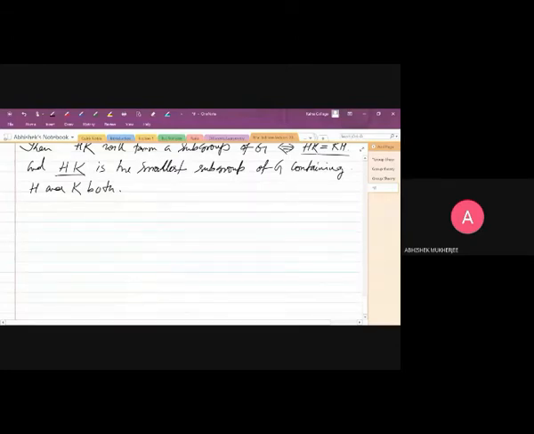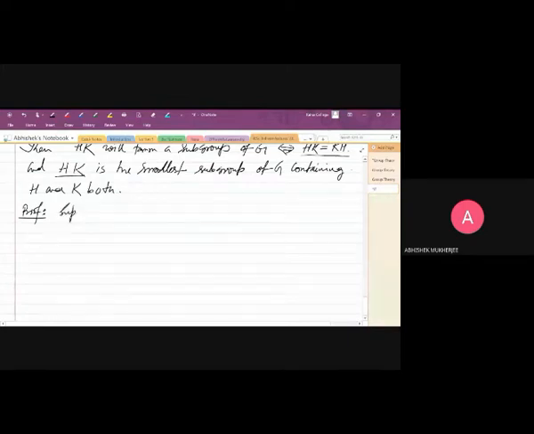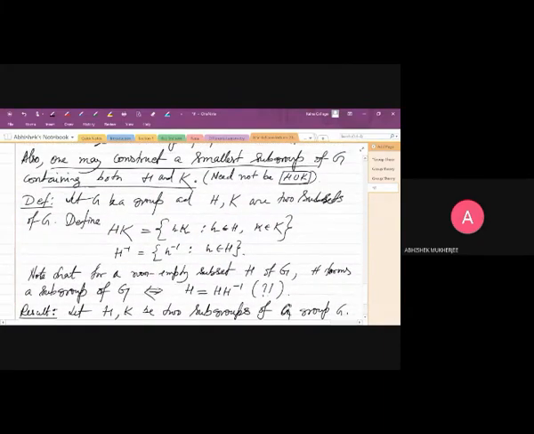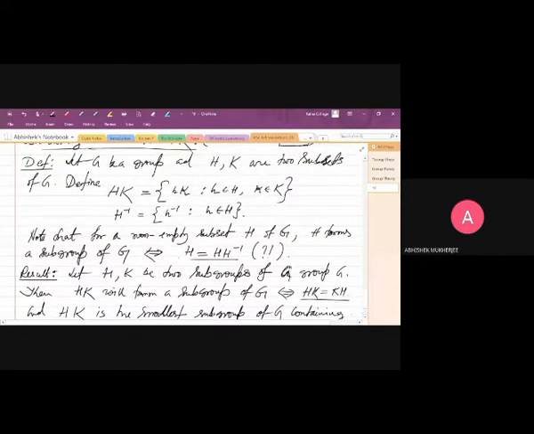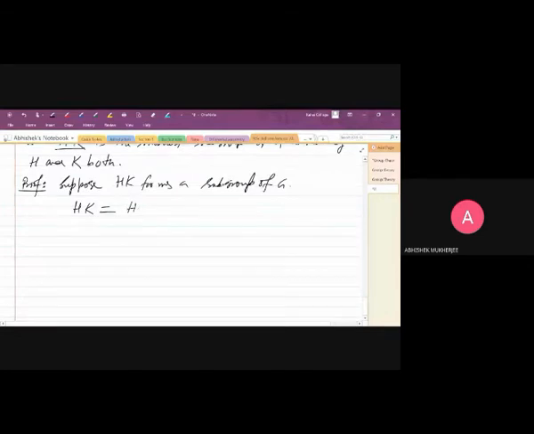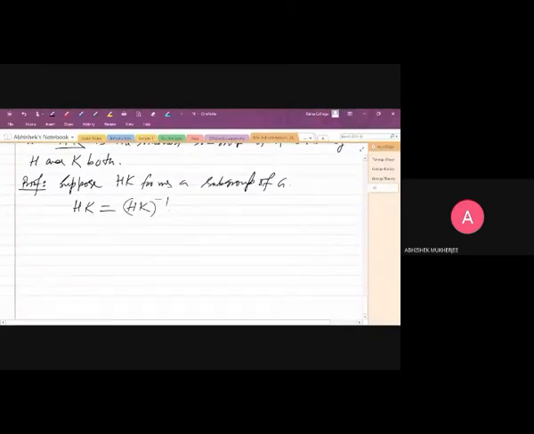Okay, so the proof is like that. Suppose HK forms a subgroup of G. Then the observation that I have written down here, with respect to this observation, in view of this, you may say that HK equals HK inverse, right?